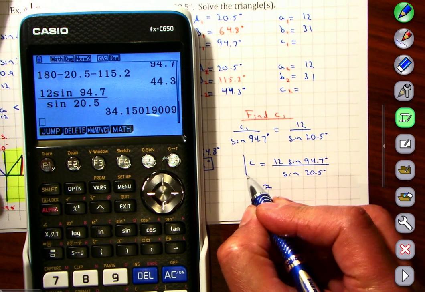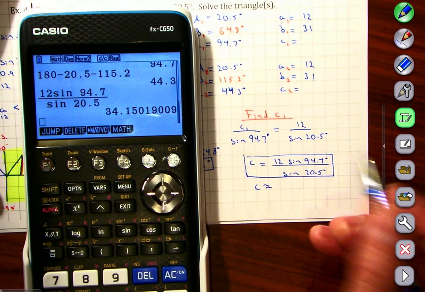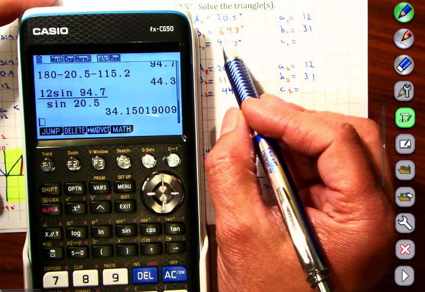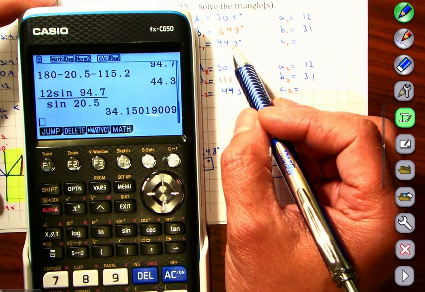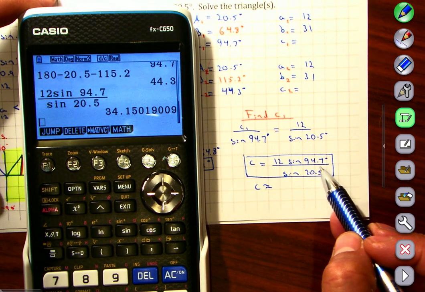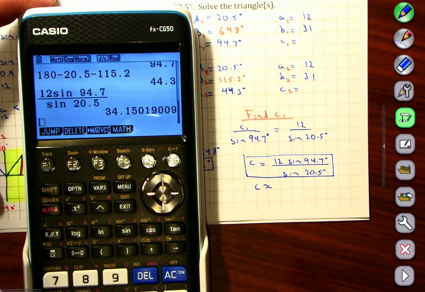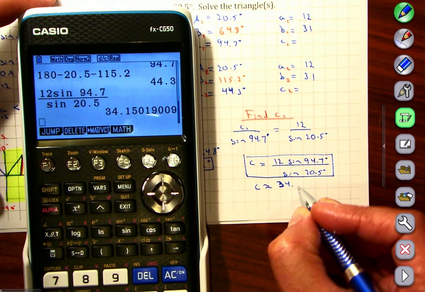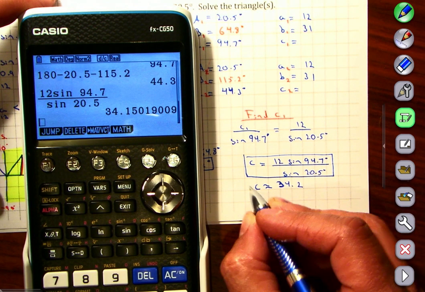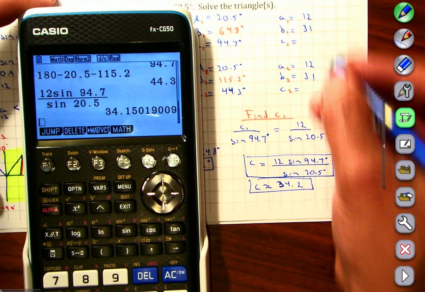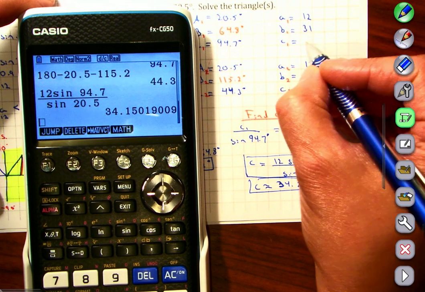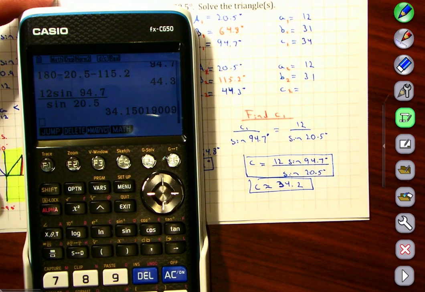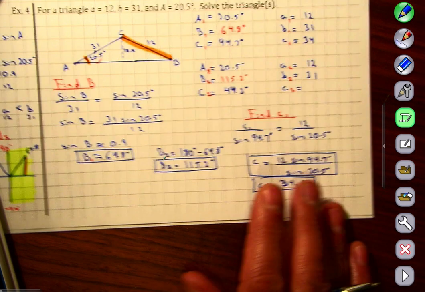Now remember that this is an exact value, and most of the time we actually want to keep the exact value, 94.7, so we don't round it up as much. But for our purposes today, this should be fine. Most of the time, if they give you whole numbers, they just expect a whole number, so 34 should be fine. Now I'm going to find C2.